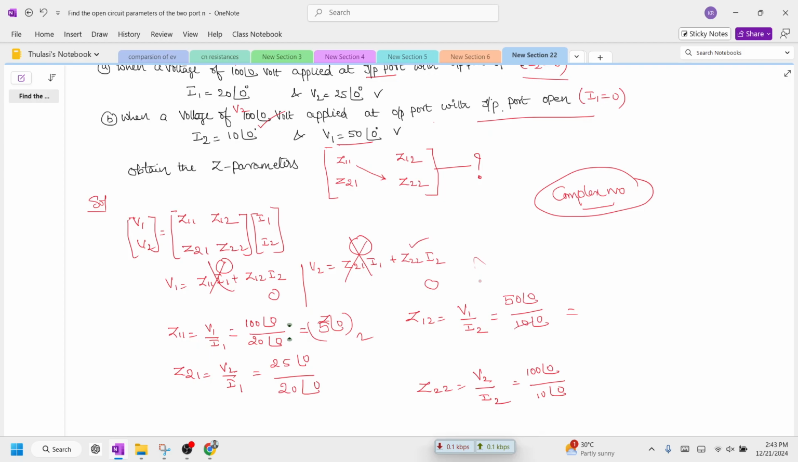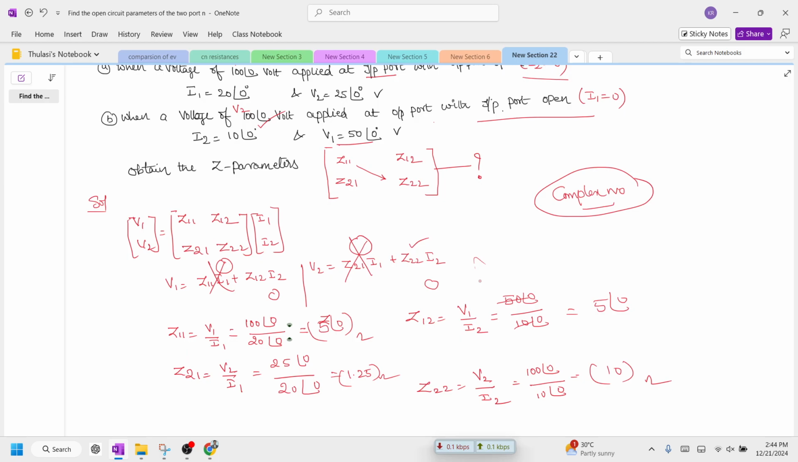5 at an angle 0. Then 25 divided by 20, which is 1.25 ohm. Next one is 10 ohms. So these are the values we are going to get.